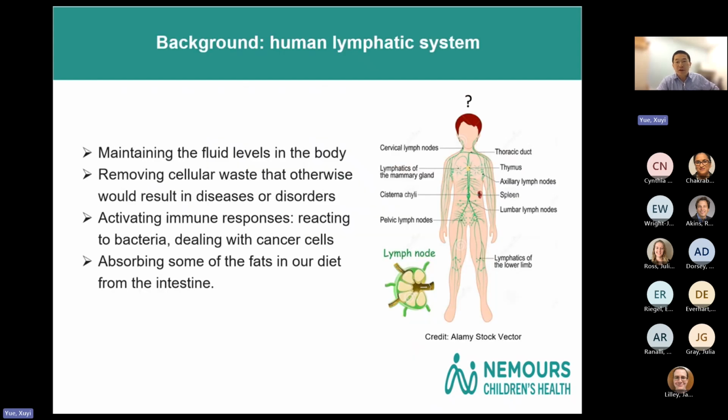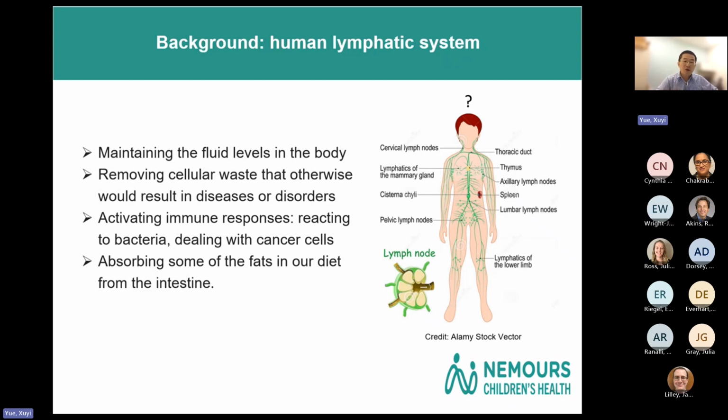Today, the main topic is that we are trying to develop an imaging agent to look at the brain lymphatic system. Here is some background information. We know that the human lymphatic system plays an important role in maintaining fluid levels, plays a key role in removing cellular waste, and is key in activating the immune response, reacting to bacteria or dealing with cancer cells. The human peripheral lymphatic system can also absorb some of the fat we take up in our intestine.